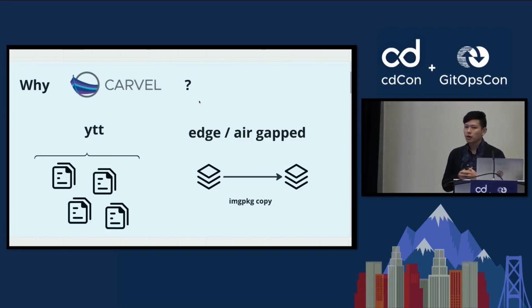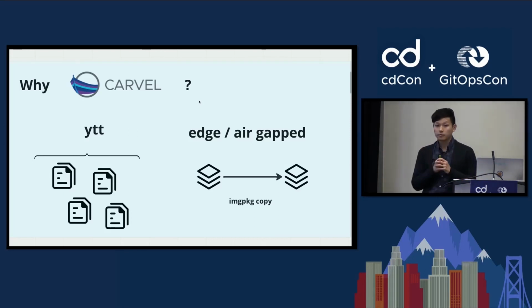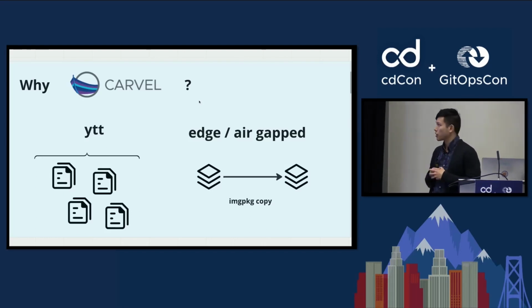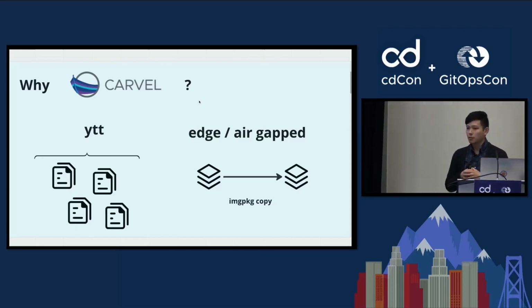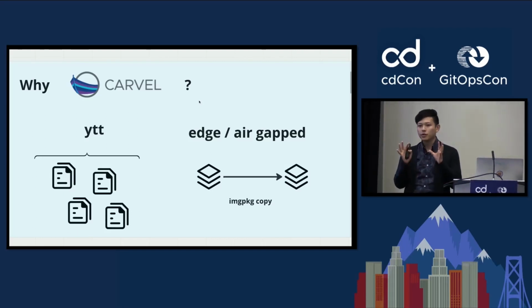The second scenario where I think you might want to consider Carvel is for edge or air-gapped environments. If you recall, the image package bundle, that's kind of the heart of the Carvel package. It's an OCI compliant image. And if you wanted to move your application from one registry to a more secure registry where you're going to cut off the internet afterwards, there's a really handy command called imgpkg copy, which actually does a recursive copy of your image.